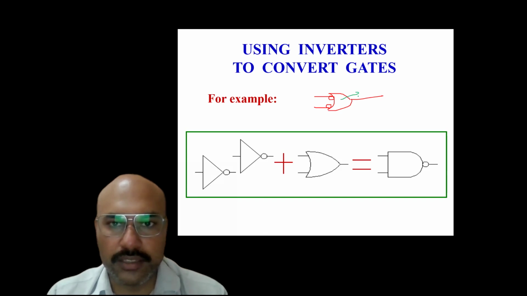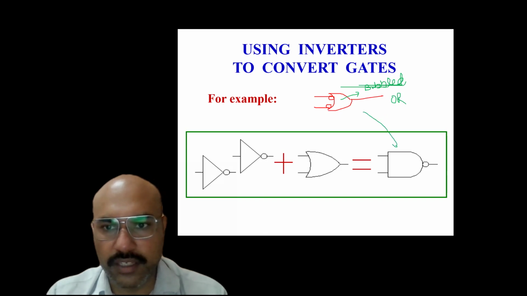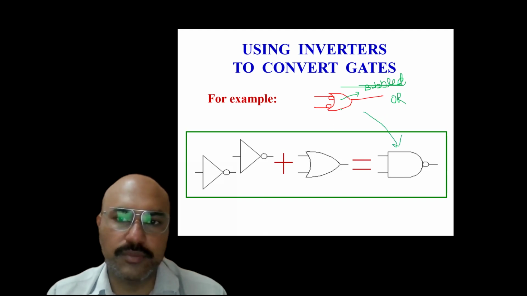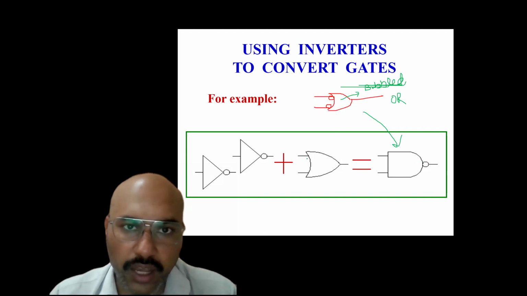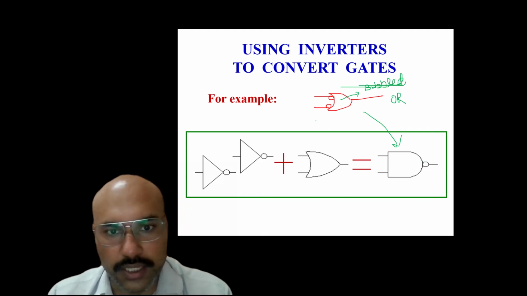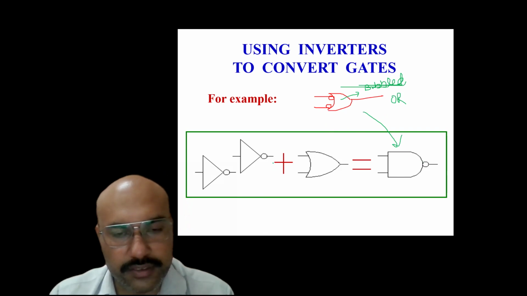So this particular concept is called bubble law. This is called bubble law, right? And this can be replaced with a NAND gate because the function of this bubble gate will be equivalent to NAND gate. And if you want to see how, then I will show you that if I apply two inverters before an OR gate, it will become a bubbled OR gate.